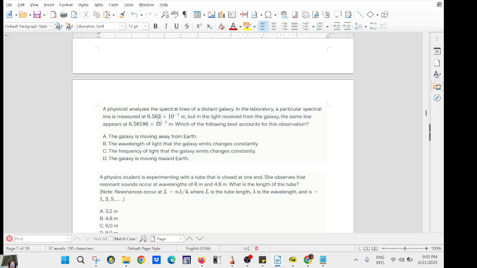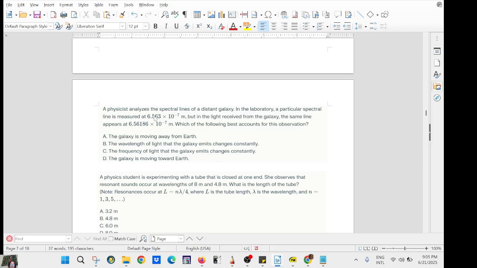So what's happening here with light? If a galaxy is moving toward us, the wavelength will be smaller, so it's going to be blue shifted. If the galaxy is moving away from us, the wavelength will be larger, so it's going to be red shifted.